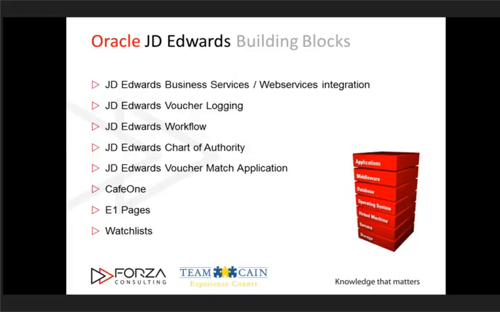Finally, we're using the voucher match application, which has been enhanced to deliver a more comprehensive manual matching process for those customers who are on applications release 9.0. And of course, as of 9.1, the auto matching functionality is available. We're also using some other techniques delivered by Oracle, which are CAFE1, E1 pages, and the watchlist functionality. And this is to deliver the most compelling user interface, which you'll see during the live demo.